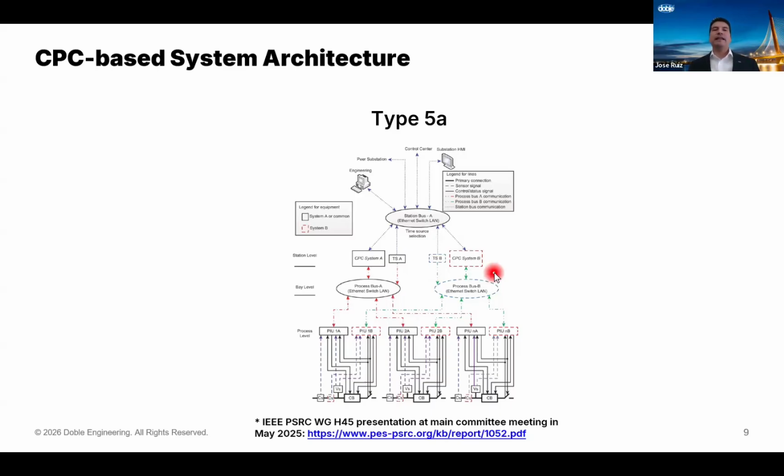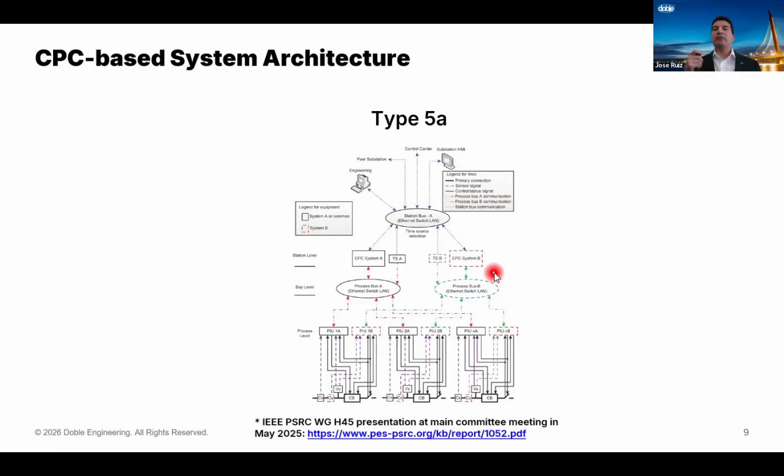Now, the analysis that we can find from this presentation, and that was made by the working group H45 that I was part of, is that the type 1 has an availability like type 3A and type 5, but its reliability is lower. So what is the meaning of availability? It basically describes the readiness of the protection system to operate at any given time.